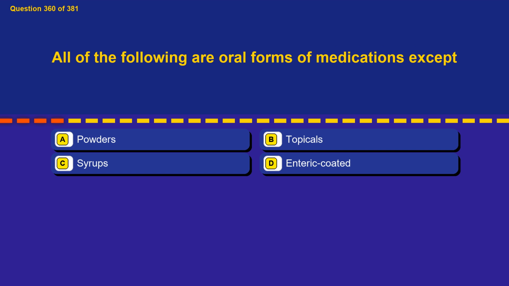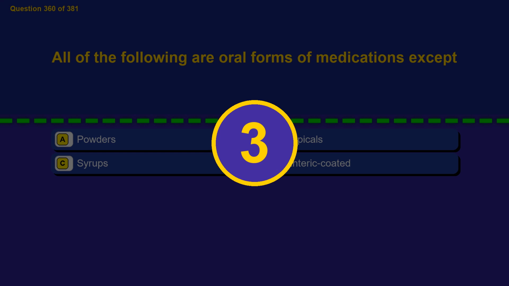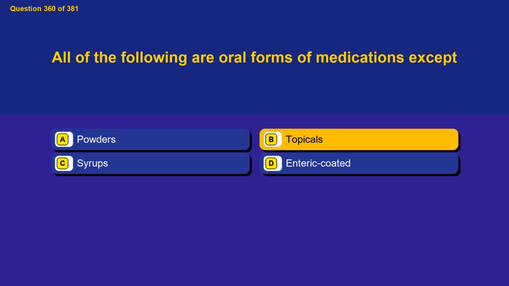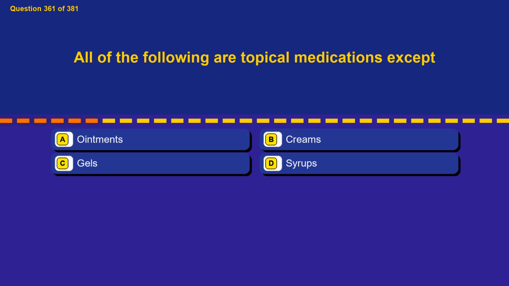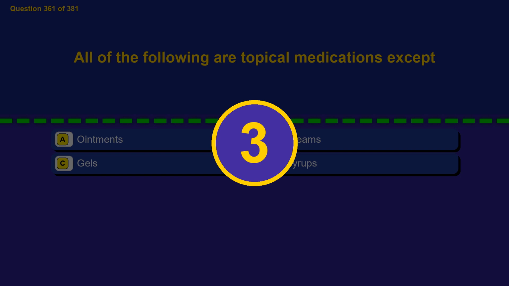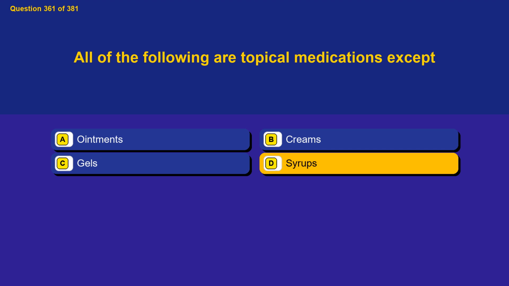Question 360. All of the following are oral forms of medications except: option A, powders; option B, topicals; option C, syrups; option D, enteric coated. The correct answer is option B, topicals. Question 361. All of the following are topical medications except: option A, ointments; option B, creams; option C, gels; option D, syrups. The correct answer is option D, syrups.